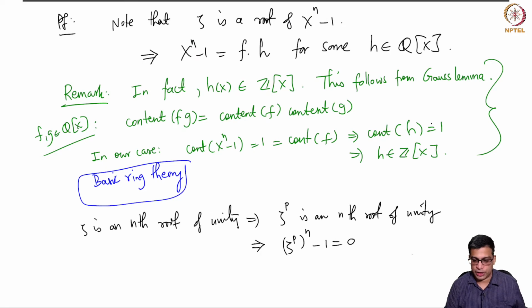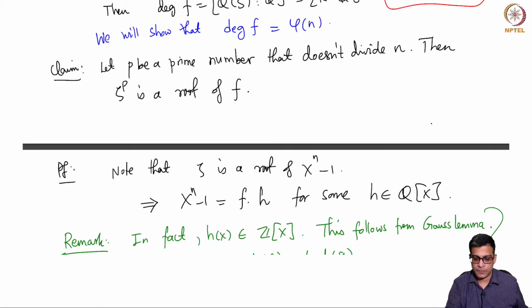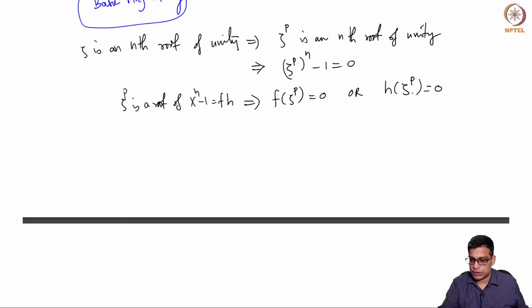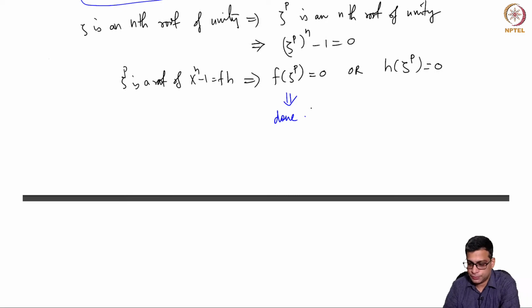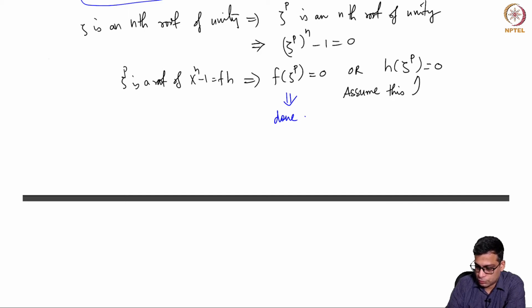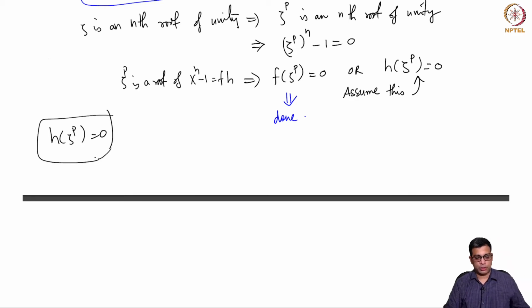In the claim, we are claiming that f of zeta power p is 0. Suppose this happens, we are done. So suppose this is not the case. So we now assume h of zeta power p is 0, and we are going to do some calculations and arrive at a contradiction.